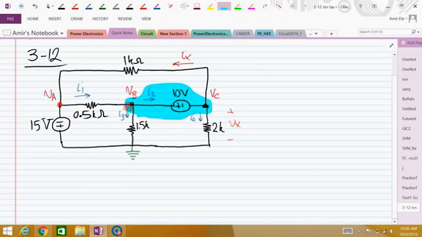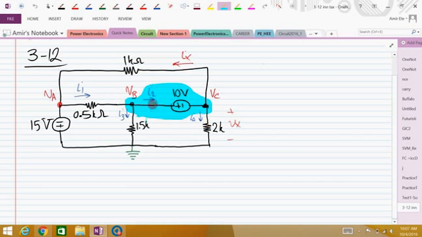Whatever current enters the boundaries of this area would appear in my KCL for the supernode. If I closely look at this area, I can see that there is one current involved here, the other current is this one, the other current is this, and one current is I1. So there are four currents that have to do with this supernode. So I write the KCL for the supernode, which includes I1, I3, I4, and Ix.